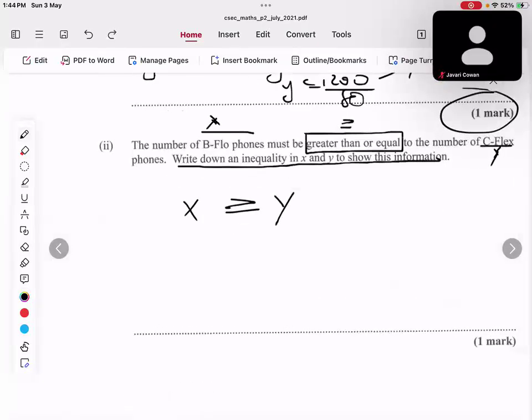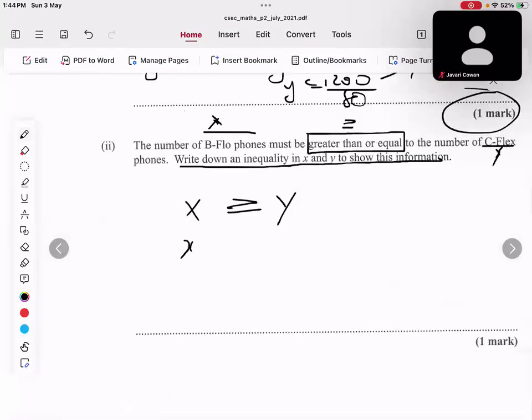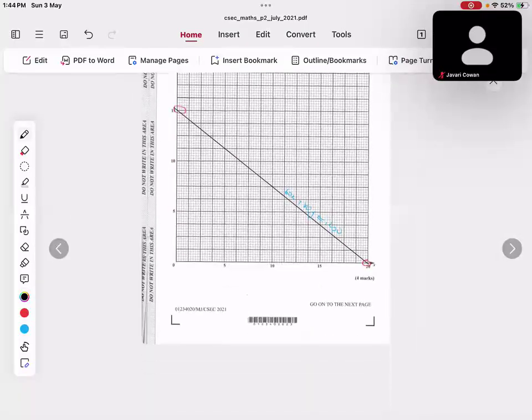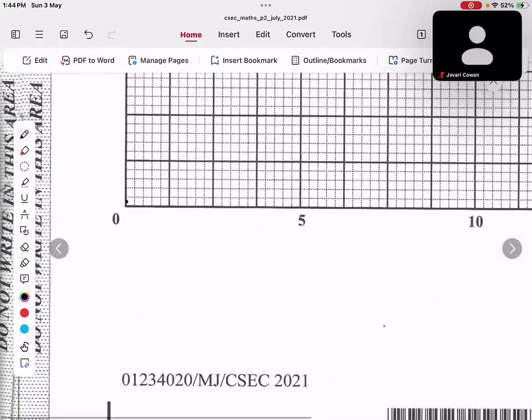All right, so where is it crossing both? It looks like it's crossing x at 0 and crossing y at 0. When there are no numbers involved, it's crossing at 0. So they're both going through here.